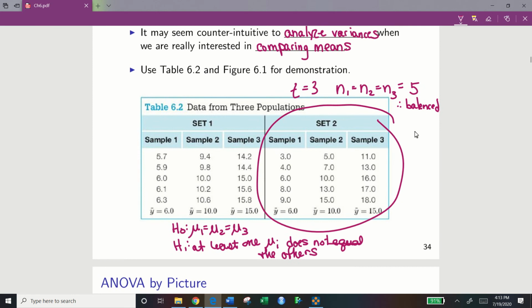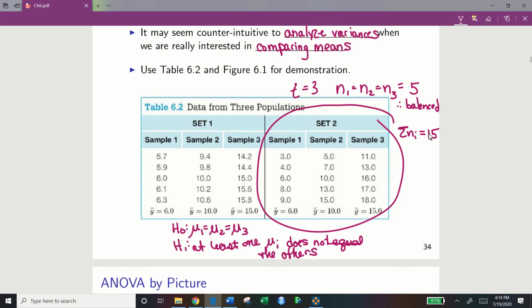For us, the summation of Ni would be the summation of all of our observations. So each of our 3 samples had 5 observations, so the summation of Ni would be 15 because there's 15 total observations.